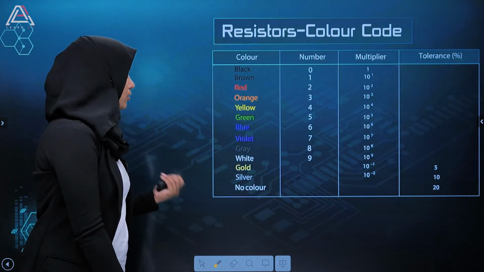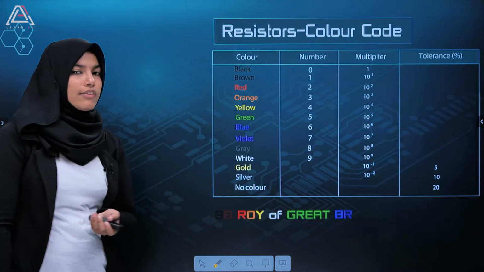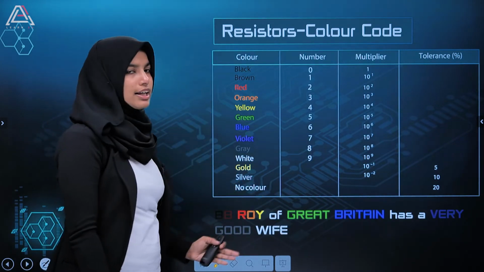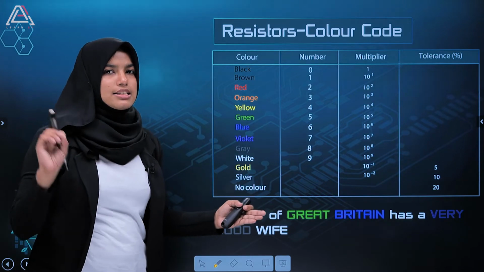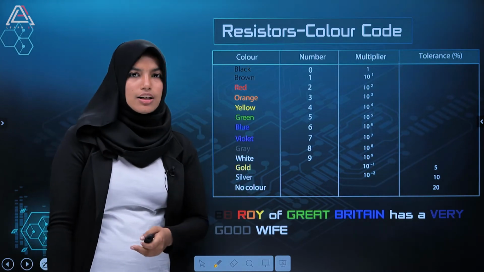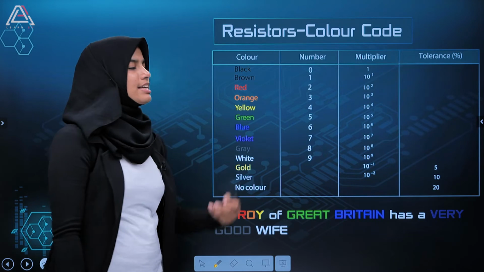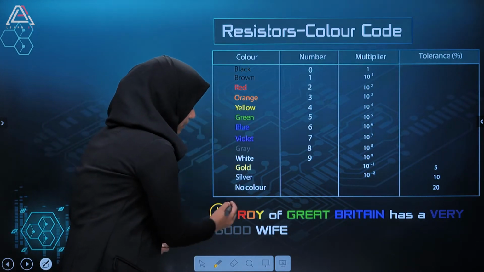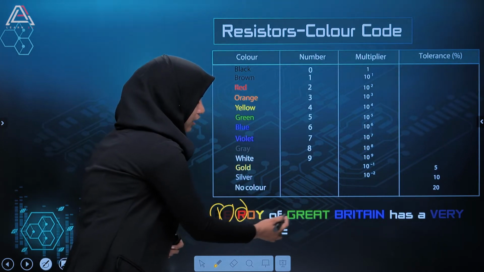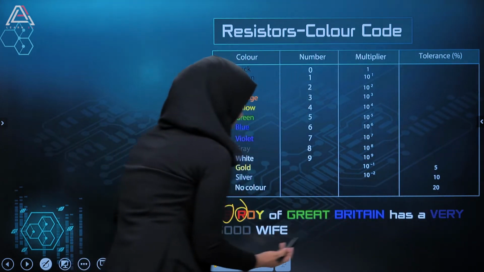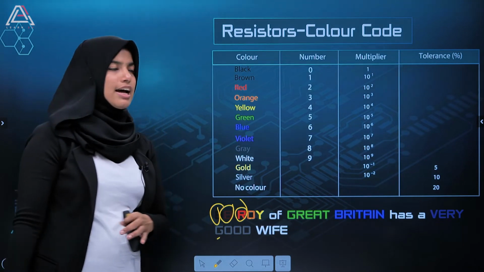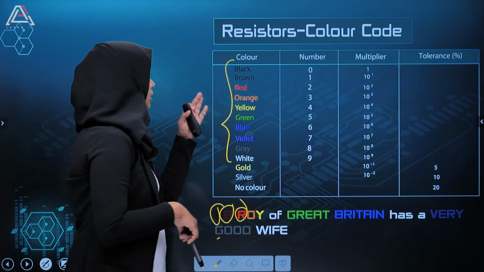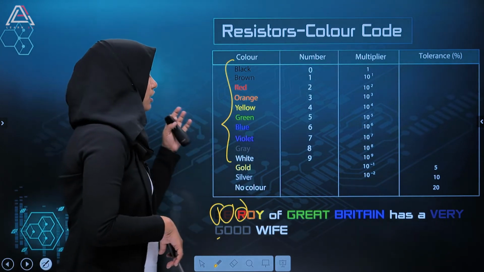Look into it: B.B. Roy of Great Britain has a very good wife. Learn this mnemonic so that you will learn the colors in their order, which you need in order to easily analyze the color code. So black, brown, red, orange, yellow, green, blue, violet, grey, and that's how these nine colors come into action.